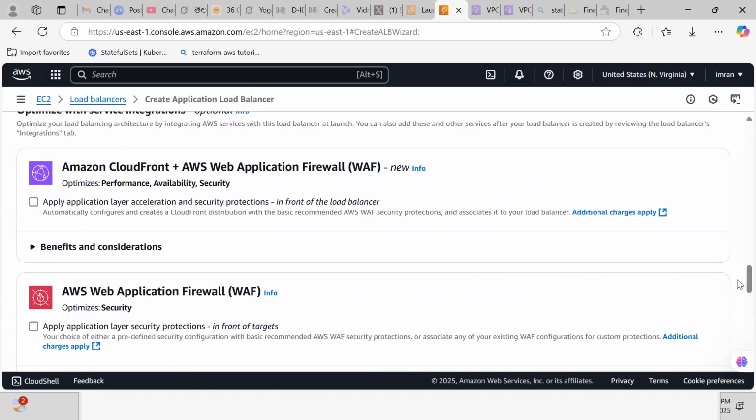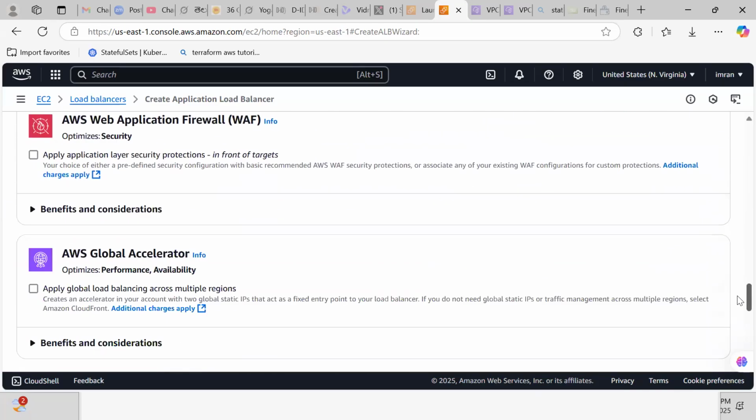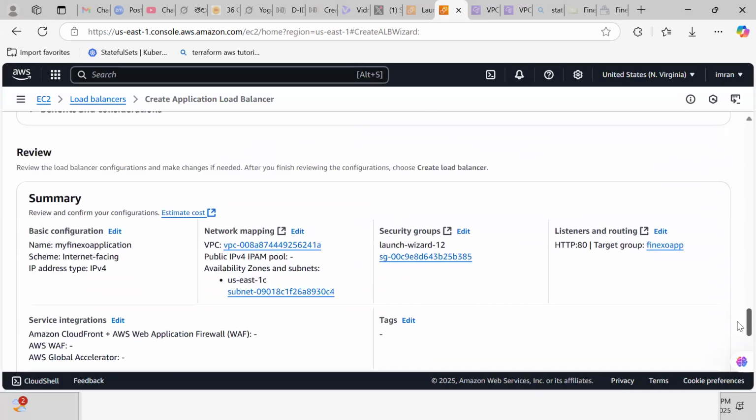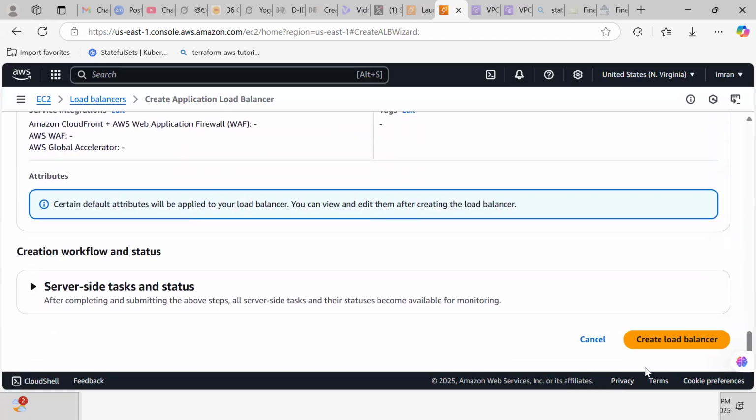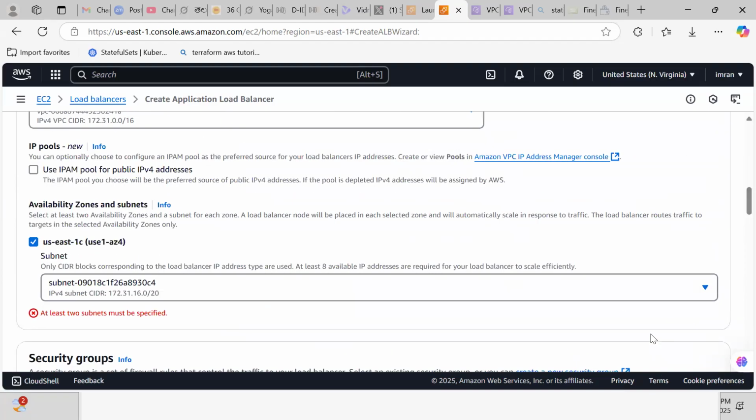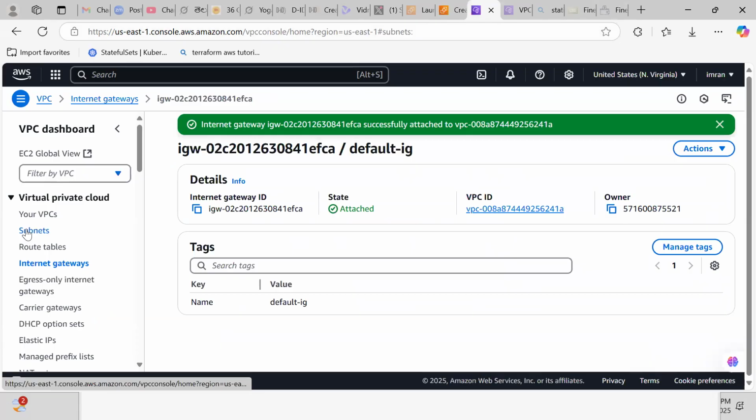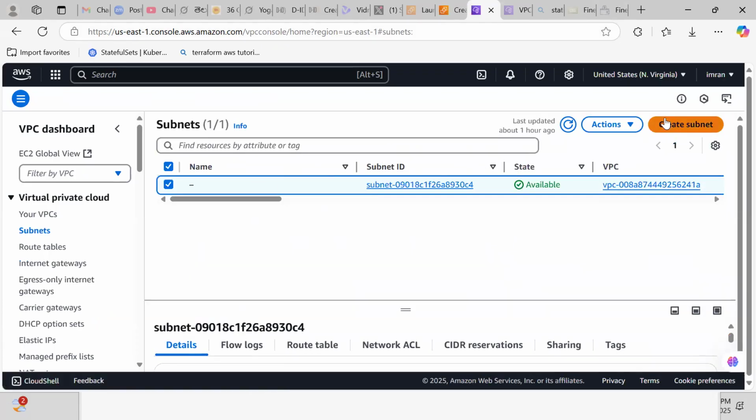Okay, so that's kind of load balancing, and since we have chosen the application load balancer, it supports WAF also. Which type of web application firewall we want, CloudFront with WAF or only WAF, and global accelerator, all these are supported by application load balancer. Okay, now I'm going to create a load balancer here. So here the requirement is, if you use internet facing, two subnets are mandatory. As of now, I think we have only one subnet here. I'll create one more subnet quickly.